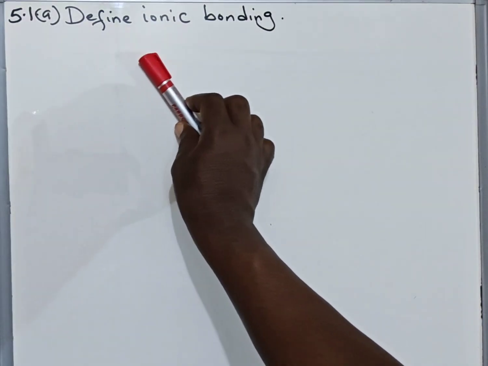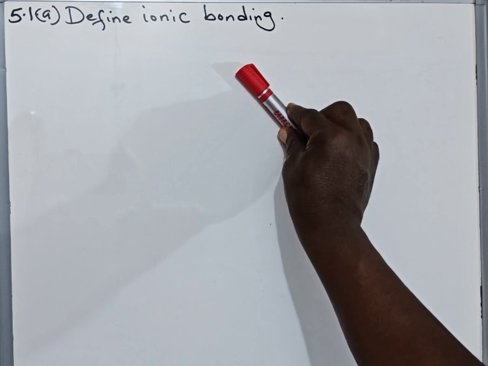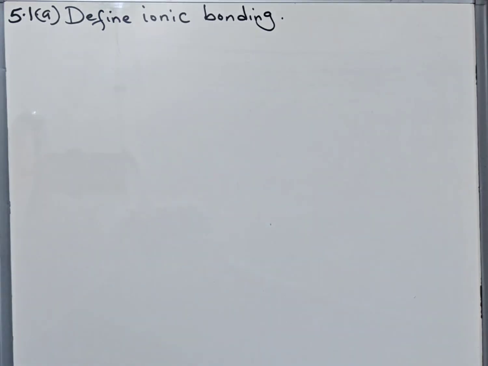Today we are looking at this question. It says, define ionic bonding. What is it? Ionic bond is the type of bond formed by transfer of electrons from one atom to the other.